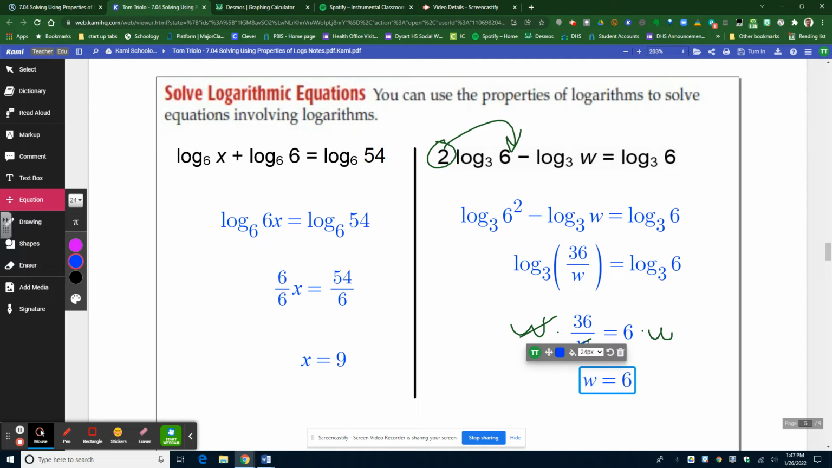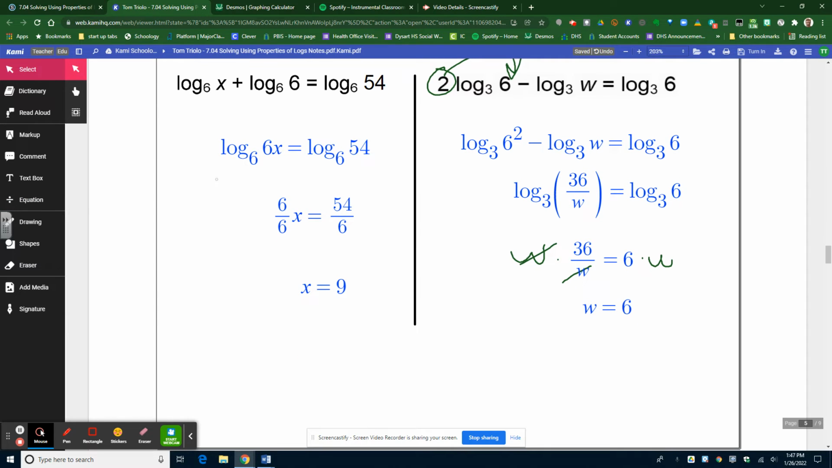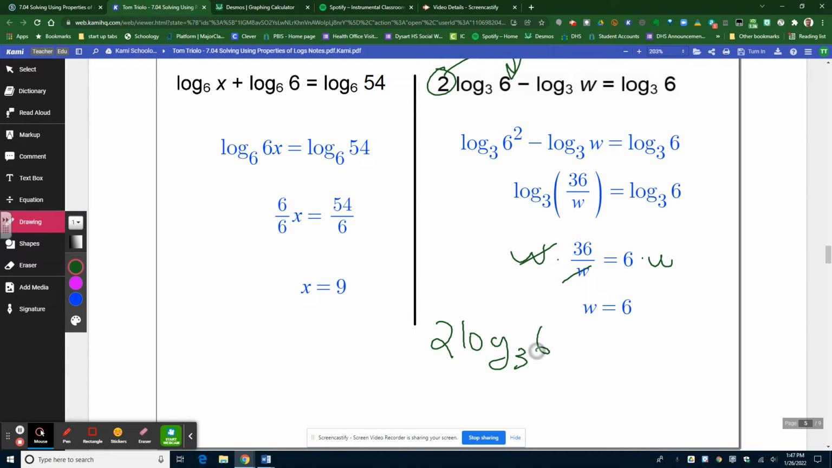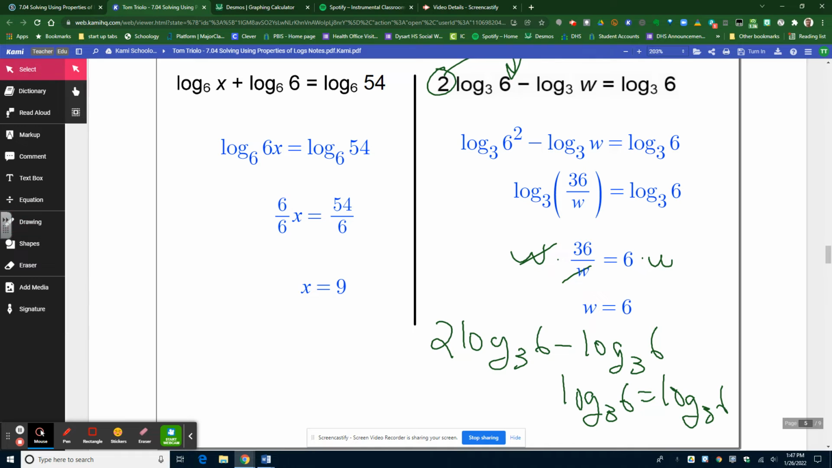Check, check. Okay, I'm not going to check this on Desmos. I'm going to check it right below here. Use a little common sense. Here we go. I got 2 log base 3 of 6, and I put the 6 in for w. I have 2 of something minus 1 of something. If I have 2 of something minus 1 of something, how many of those somethings do I have left? So that means I have log base 3 of 6. Hey, what's on the other side? Log base 3 of 6. I don't need Desmos. Okay? So you don't always need Desmos to work out. It doesn't work all the time. Sometimes you're going to have to go to Desmos.